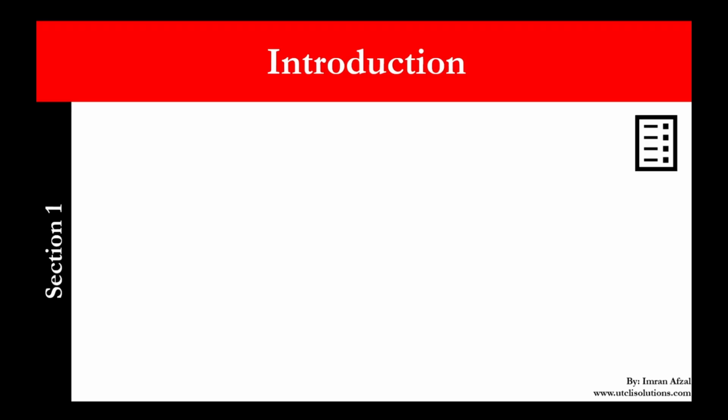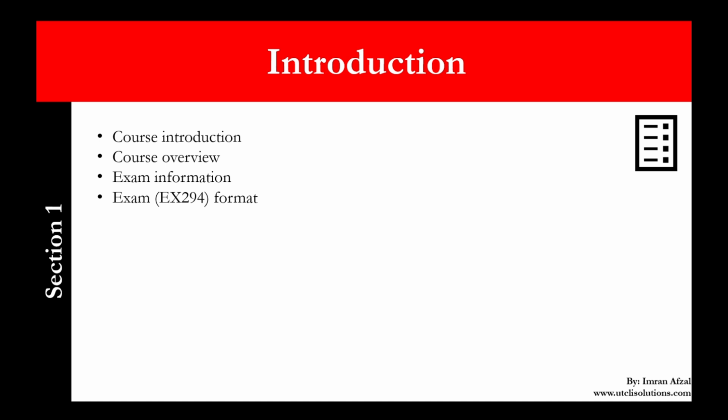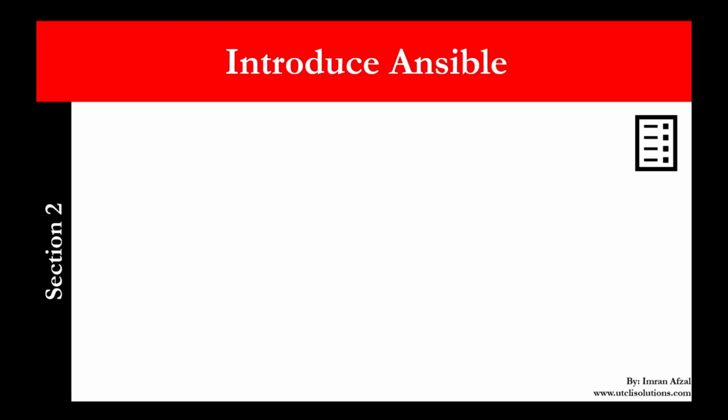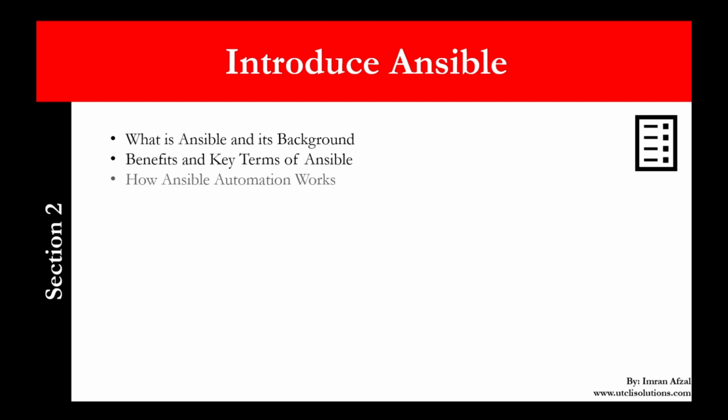Section 1 is about the introduction, which will cover the course introduction, the overview, exam information, what you should know, the exam format, how the exam is going to look like, and there are going to be handouts that you should read. Then in section 2, we will introduce Ansible. We'll go over what is Ansible and its background, benefits, and key terms for Ansible, how Ansible automation works.